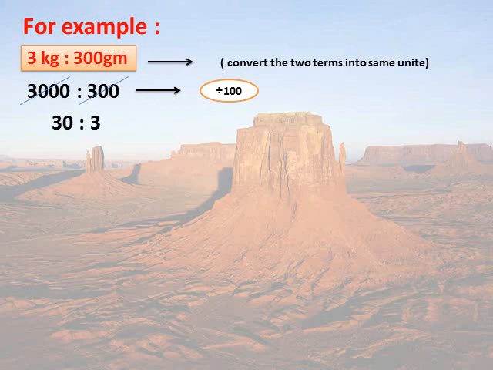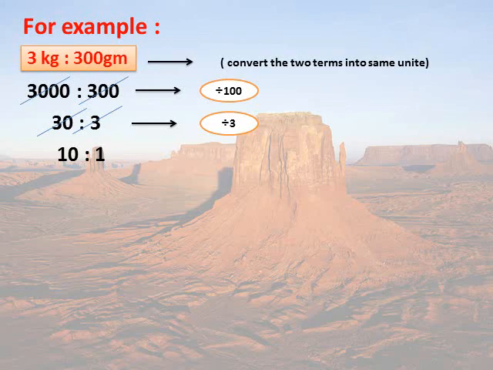Okay, so 30 to 3. 30 to 3 is not the simplest form of the ratio. We can divide the two terms again by 3. 30 divided by 3 equals 10, and 3 divided by 3 equals 1. The simplest form of the ratio equals 10 to 1.